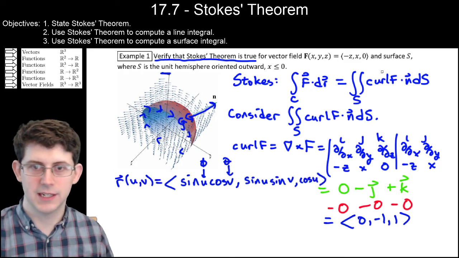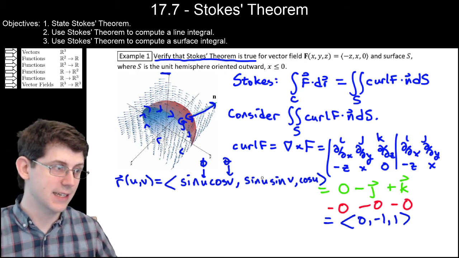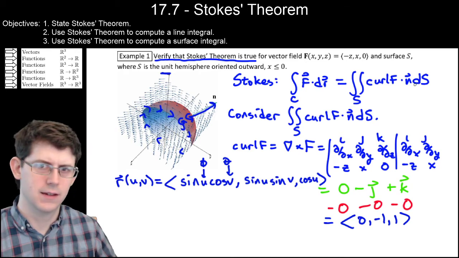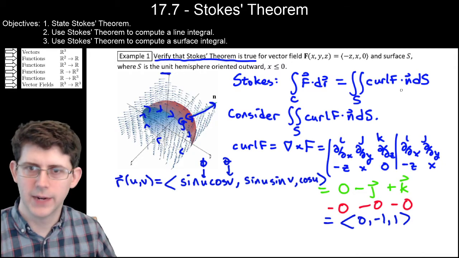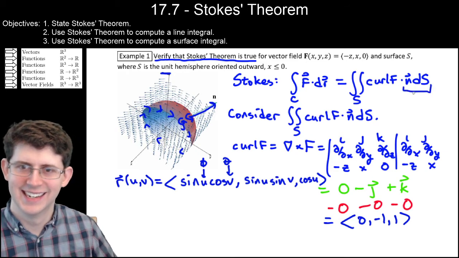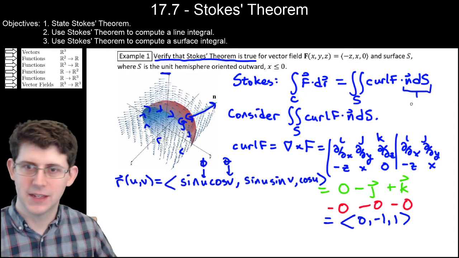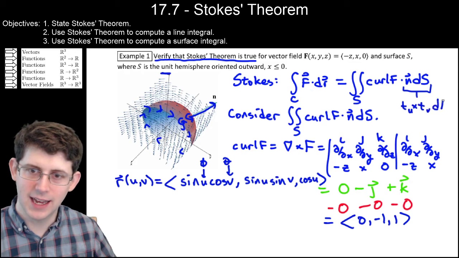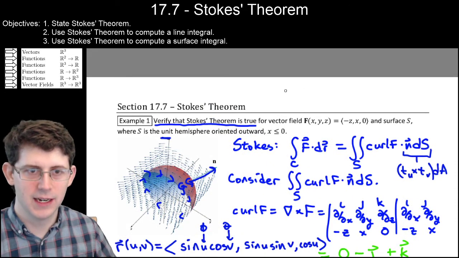So here's my parameterization of the surface. This will allow me to figure out what dS is. What is dS? Oh, right. This is the nice cancellation thing that we had before. So this comes out to Tu cross Tv dA. Let's put that in a box somewhere so that you can remember it.